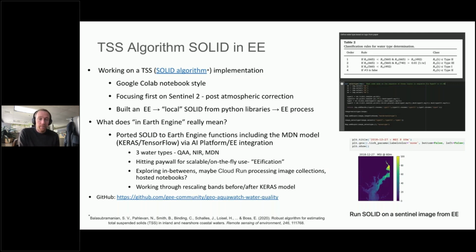There's a little work to make sure we rescaled the bands before and after the Keras model correctly, and that's part of the reason why Saba built the run from the Python libraries first, so we'll have something to check against to make sure we did it right when we translated it into Earth Engine.